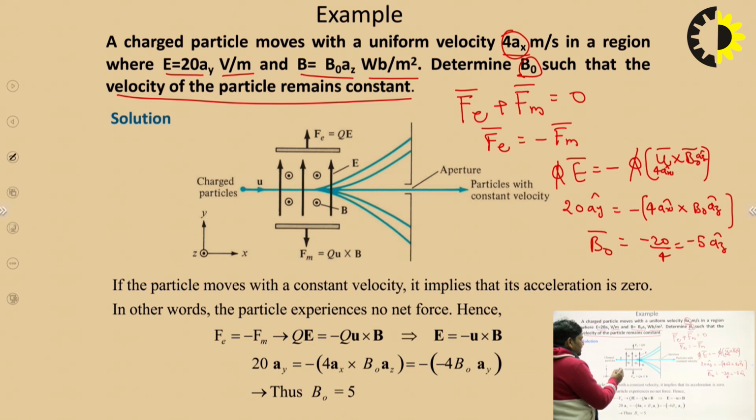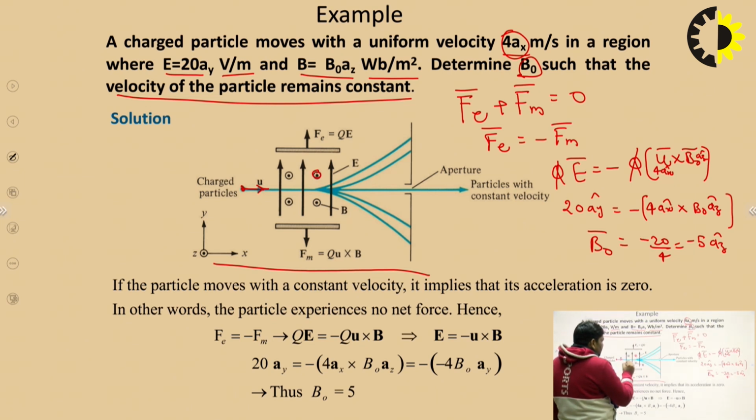So this is the representation. This is the charged particle having velocity u, placed in an electric field as well as the magnetic field defined here. This is the magnetic flux density and this is the electric field. The electric field direction is from here to here, and the magnetic flux density is defined inward to this surface. So what is the value of the magnetic flux density B naught? The magnitude is 5 Weber per meter square.